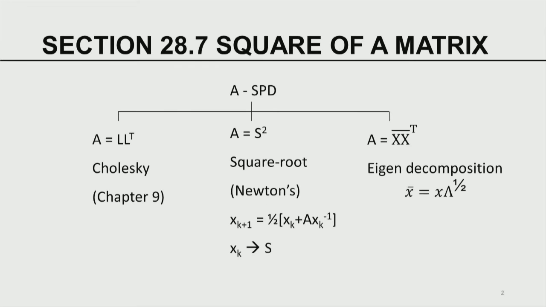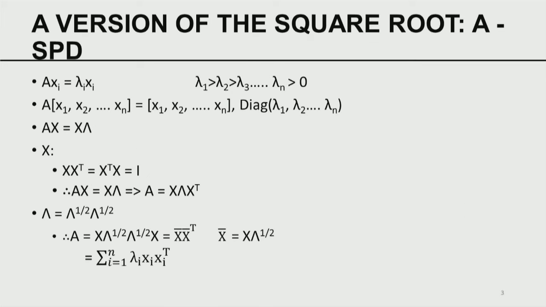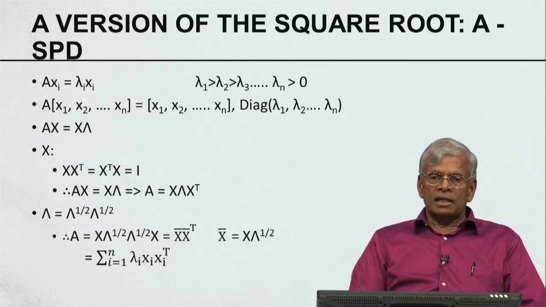Please recall the square root of a symmetric positive definite matrix A can be given in one of three ways. One is using Cholesky, another is using a symmetric square root version and solving it using Newton's method. Another one is called the eigenvalue decomposition. For simplicity in calculation to illustrate basic ideas, we would use either Cholesky or eigen decomposition, whichever is convenient for discussion. In this particular case, we are going to depend on the eigen decomposition based square root version.